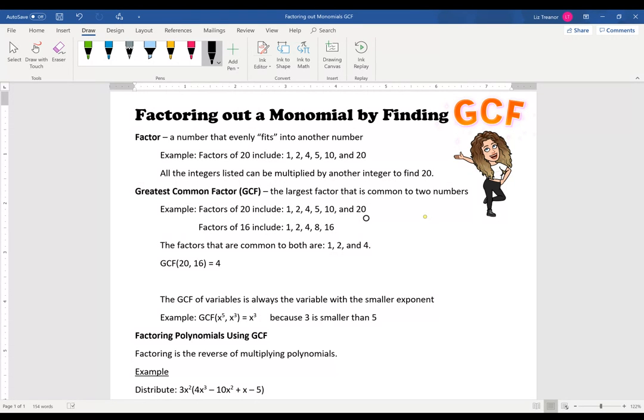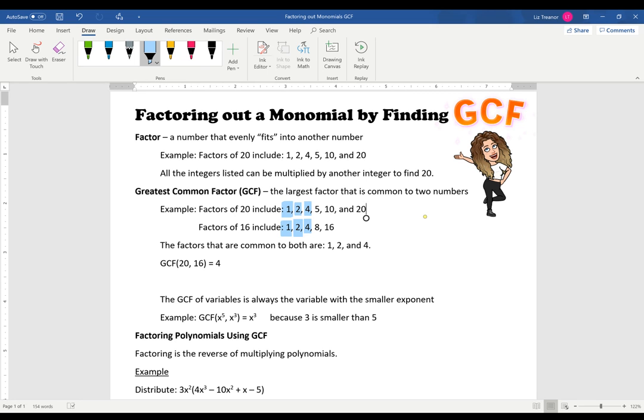And we call this the GCF. Just like before, I listed all the factors of 20: 1, 2, 4, 5, 10, and 20. And the factors of 16 are 1, 2, 4, 8, and 16. The factors that are common to both of these are 1, 2, and 4. And that's it. Those are the only three numbers that are factors of both 20 and 16.